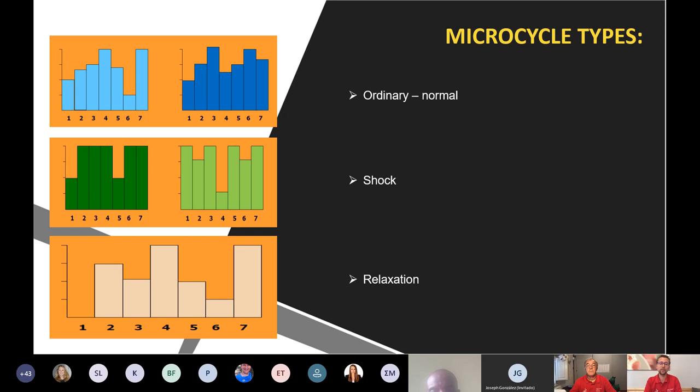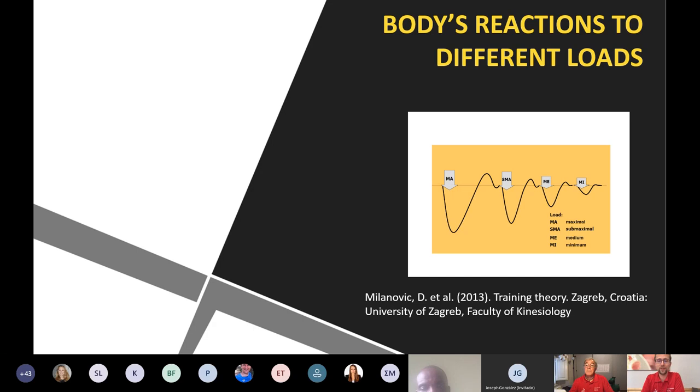But bear in mind, not too many goals in one training. And when talking about training, there are different reactions of the body to different loads. As you can see here in the picture, the different loads cause different reactions of the athlete's organism. The maximal loads enable the athlete to raise the level more, while minimum loads on the other side don't really change the level.